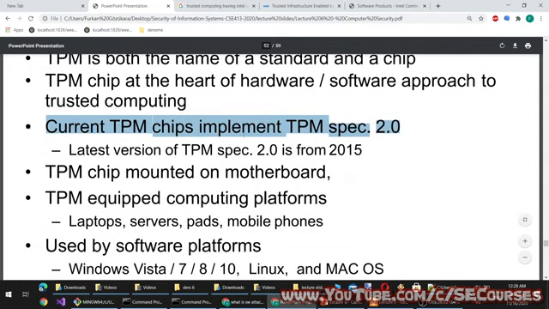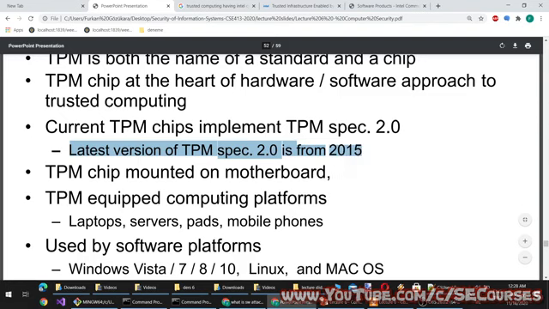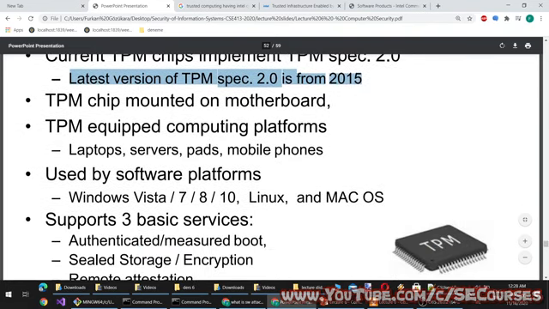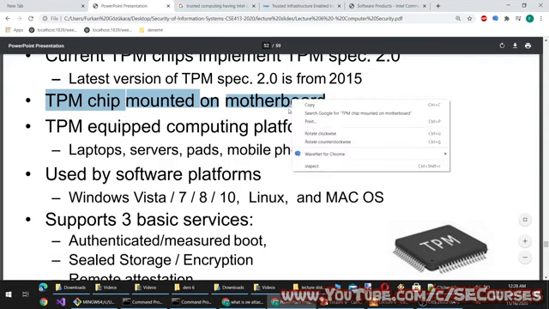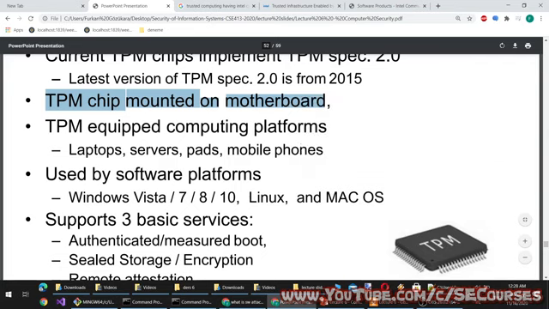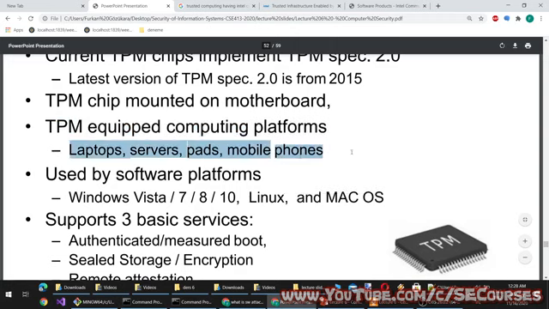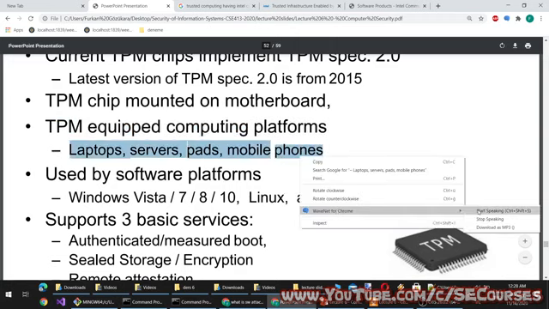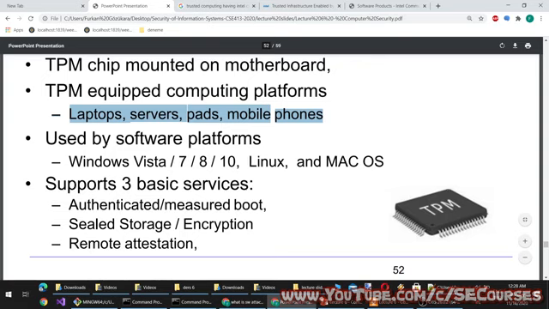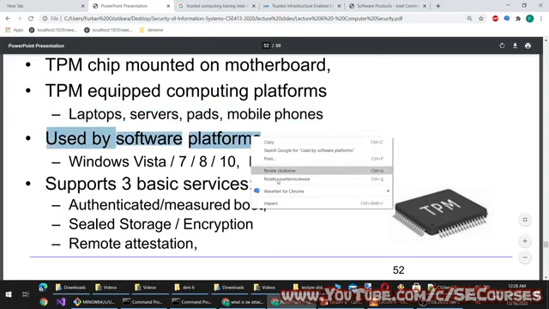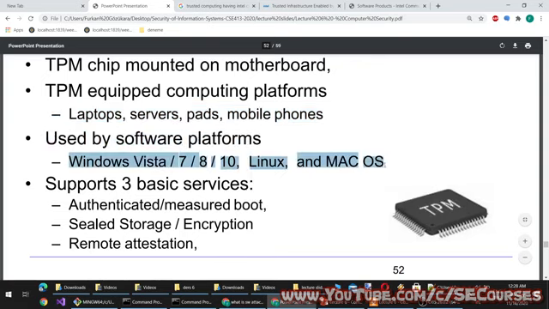Current TPM chips implement TPM Spec 2.0. The latest version of TPM Spec 2.0 is from 2015. The TPM chip is mounted on the motherboard. TPM-equipped computing platforms include laptops, servers, pads, and mobile phones. It is used by software platforms such as Windows Vista, 8, 10, Linux, and Mac OS.